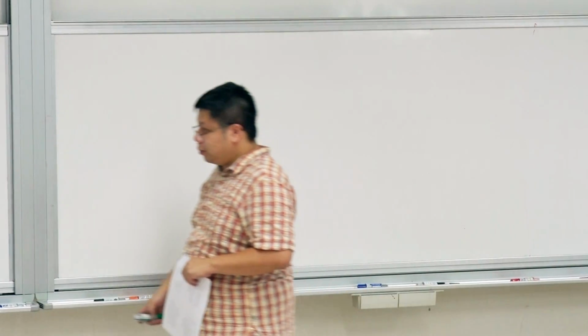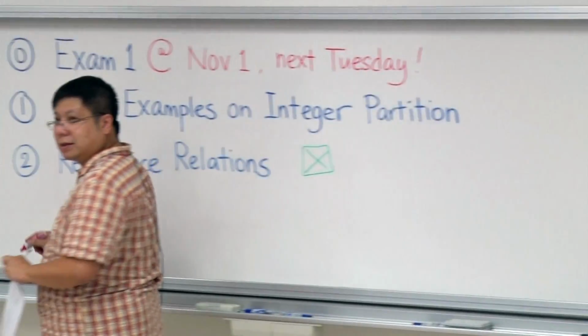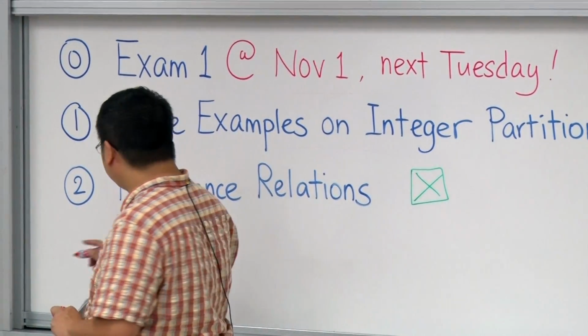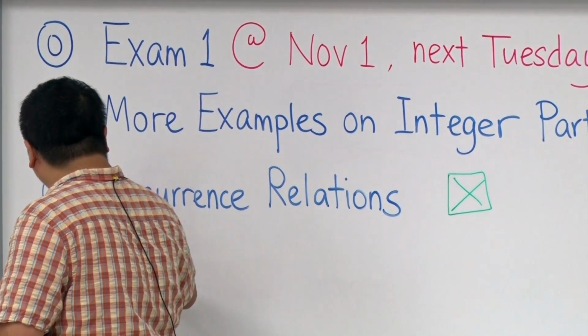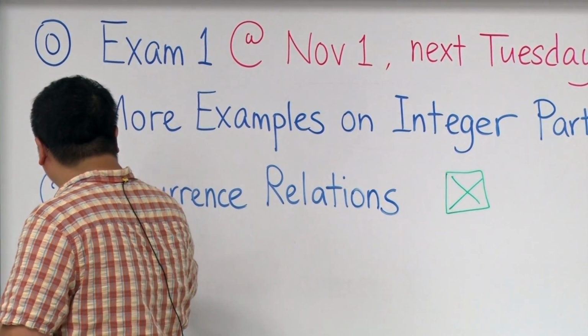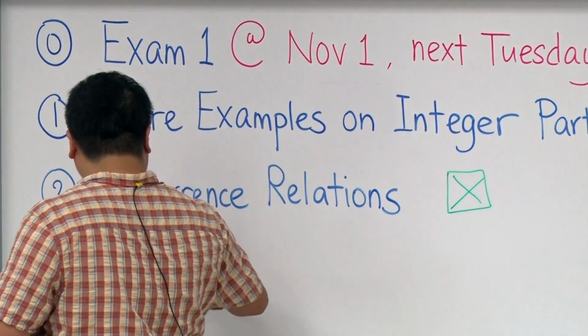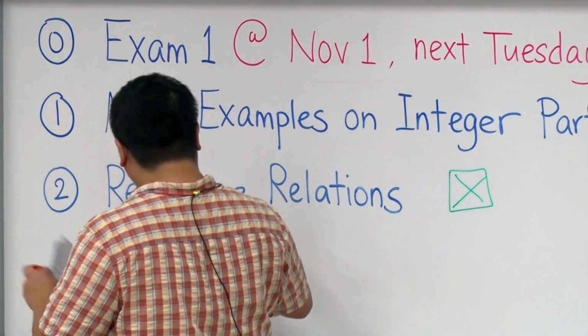Okay, so there are many types of recurrence relationships, but some types are very easy to solve, and we will look at those first. The first type that we are going to look at is called linear recurrence.